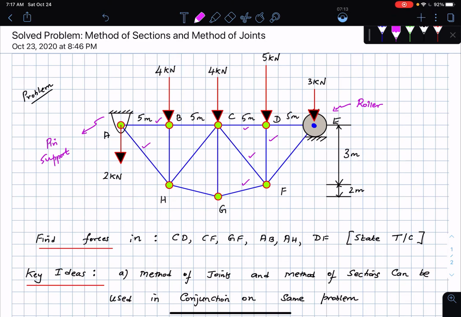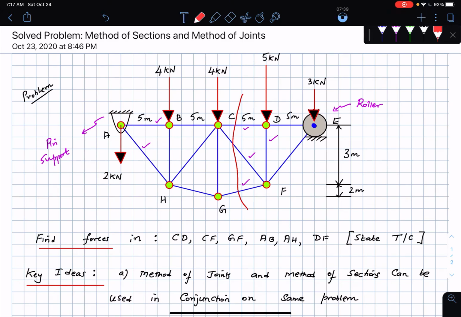Okay, so my strategy is I will first cut through these 3, so that the truss is broken into 2 clean pieces. Always imagine you're taking a piece of Kit Kat and then you are breaking it apart. When you're breaking it apart, you're breaking it into 2 clean, smooth pieces, okay? And so my strategy is I'm going to calculate CD, CF, and GF using the method of sections.